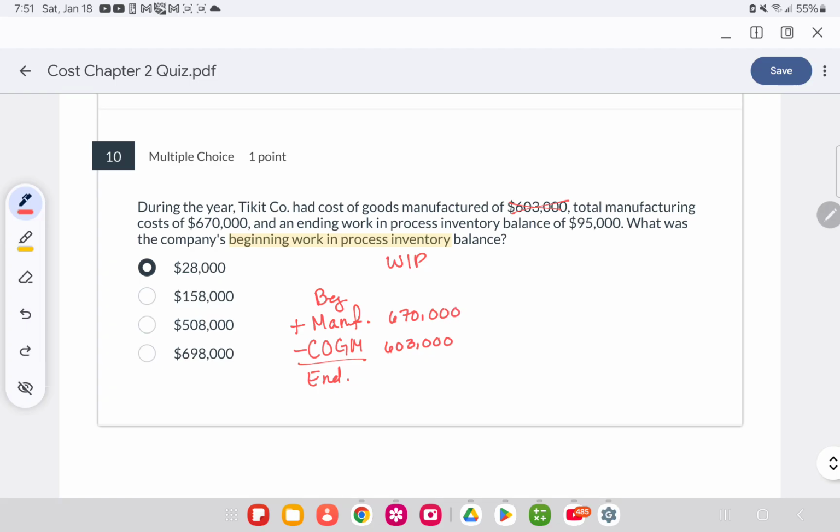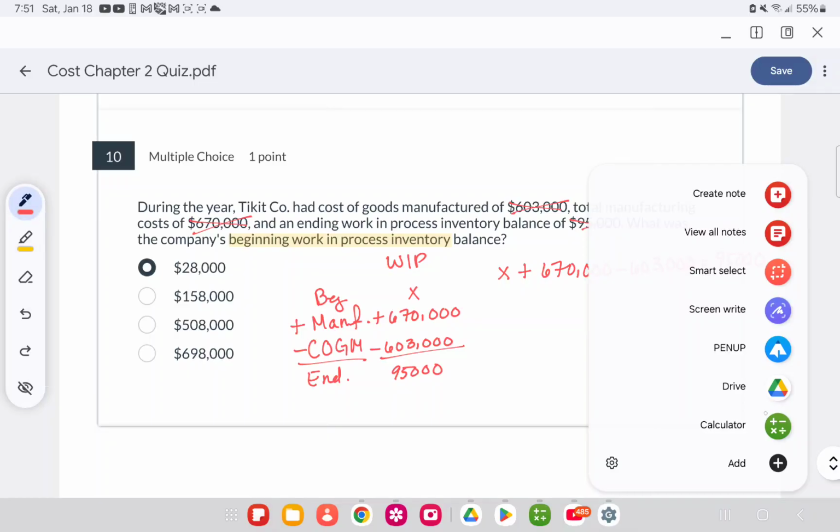All right. And ending work in process was 95. So you see we have a little bit of an algebra problem going on. So X plus 670,000 minus 603,000 equals 95,000.